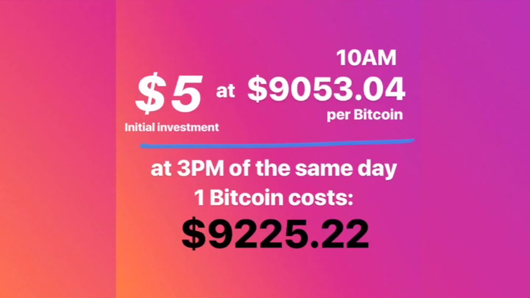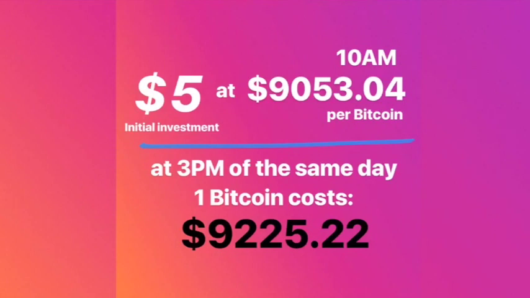Getting back to the original question: if I put $5 into Bitcoin, I want to know how much it is worth now. What that requires is two sets of numbers. The first set of numbers is the $5 in, that's your buy-in. You went in with $5 and you bought in at 9,053 and 4 cents. Let's say, for example, it was that price at 10 a.m. And yet at 3 p.m., 5 hours later, one Bitcoin costs $9,225.22. So 5 hours later, the price of one Bitcoin has gone up.